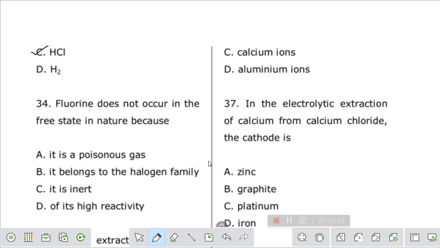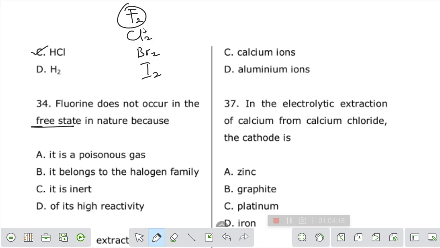So number 33, fluorine does not occur in the free state. I told you fluorine is highly reactive. In fact, when I was talking about the halogens, I did not even choose it as a representative element. It is very, very reactive, so because of that, you cannot find it free in nature.